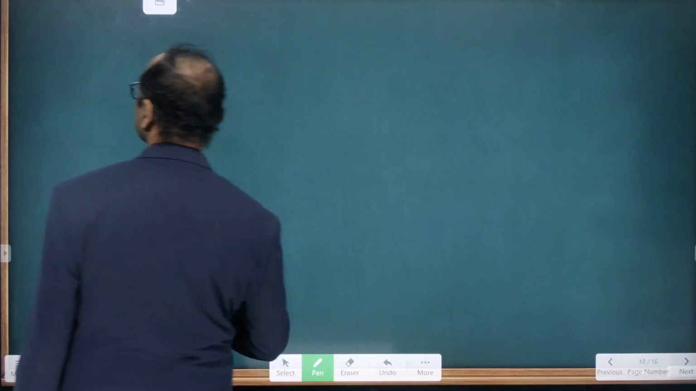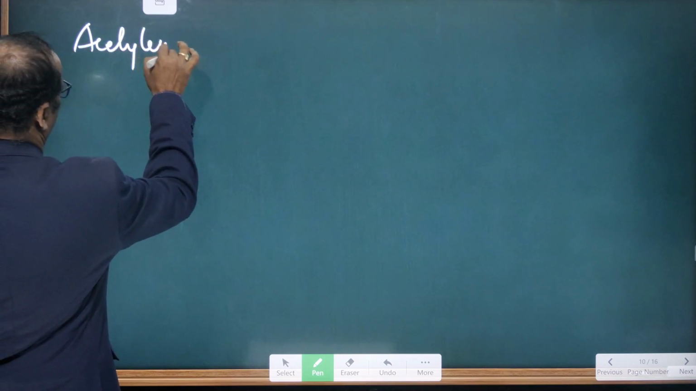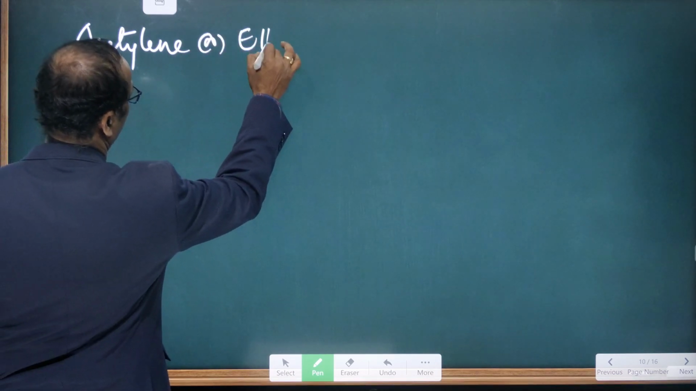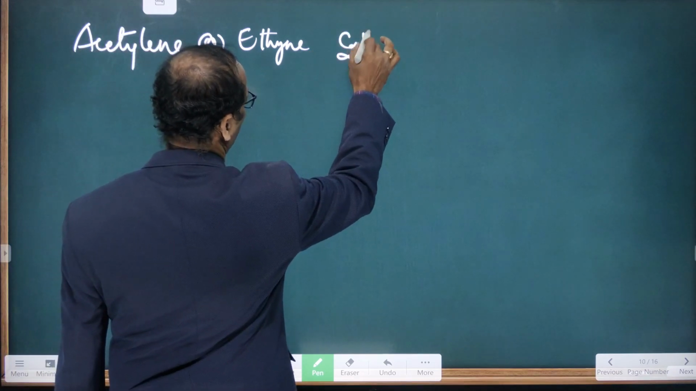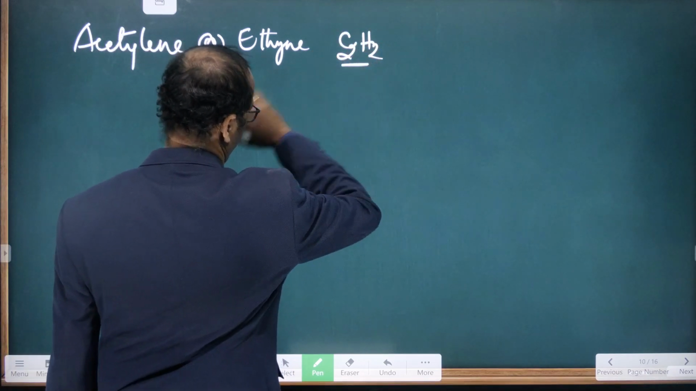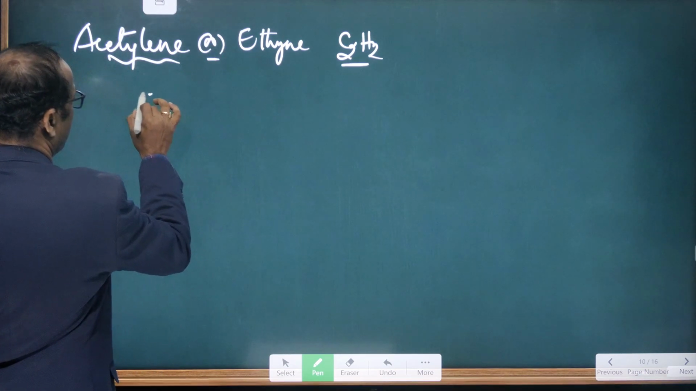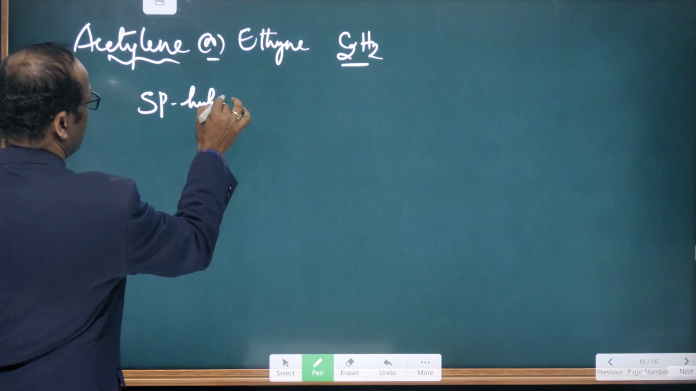Acetylene, we also see acetylene, and acetylene is also called ethyne. What is it called? Ethyne. Formula is C2H2. But in ethyne, or acetylene, carbon undergoes only sp hybridization. Students, remember this one: sp hybridization.